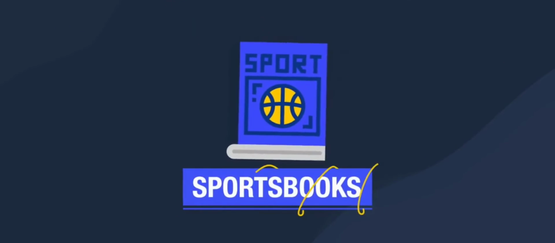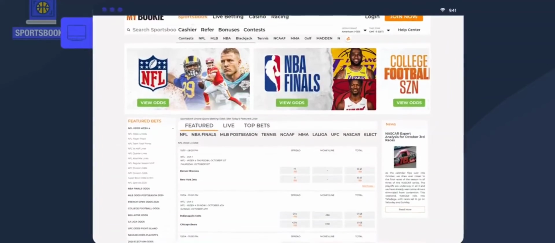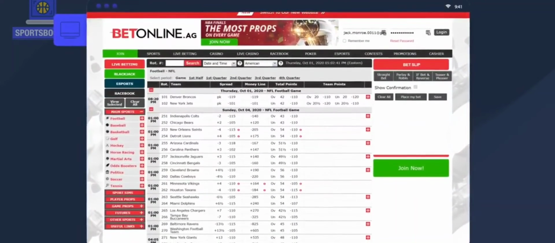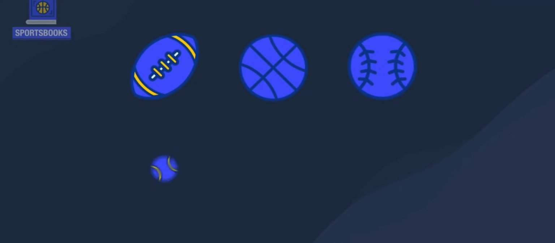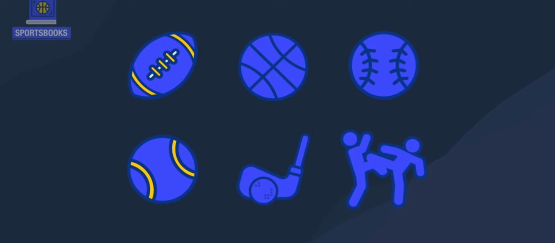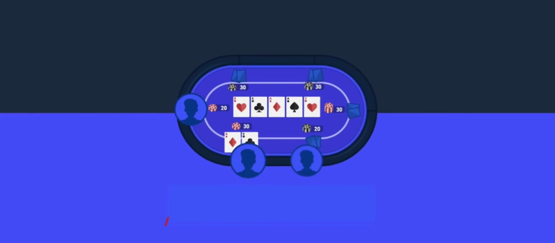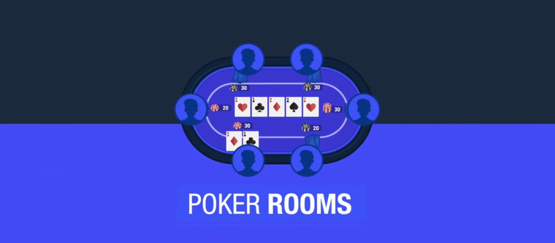Online sportsbooks are the perfect wagering choice for sports fans. At a sportsbook, you can bet on professional and college events. Football, basketball, baseball, tennis, golf, and MMA are just a few of the many sports on which you can bet. Poker sites are dedicated online poker rooms that offer cash games and tournament action.